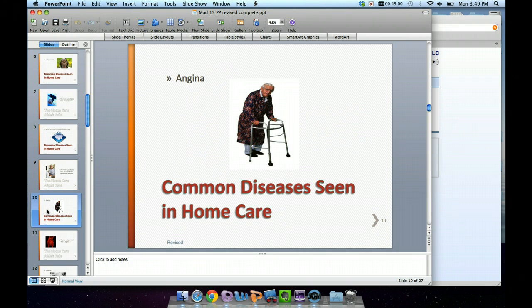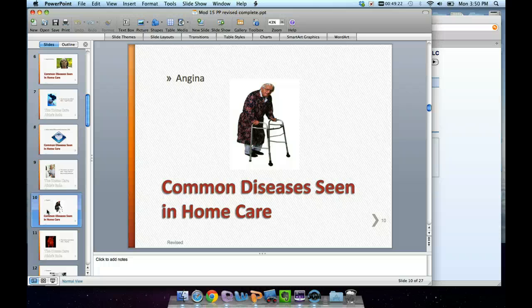So angina. This is a brief temporary pain or heaviness in the chest brought on by stress or physical activity. It results from a lack of oxygen to the heart, which equals a change in the patient's angina signals, a change in the cardiac status, and it should be reported.